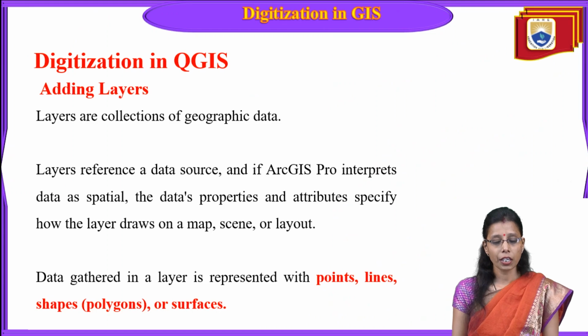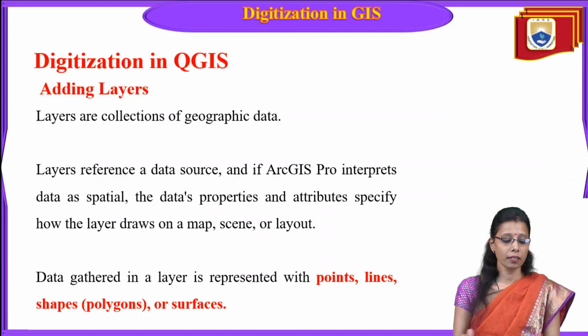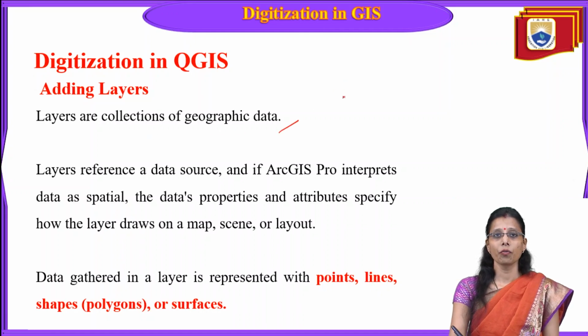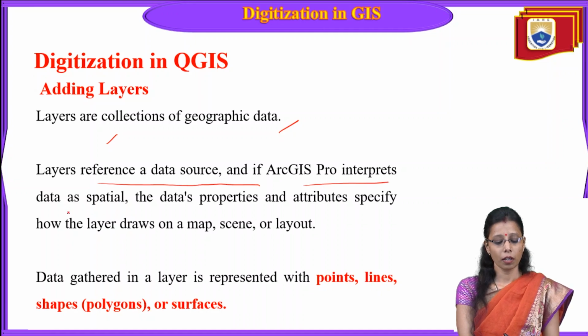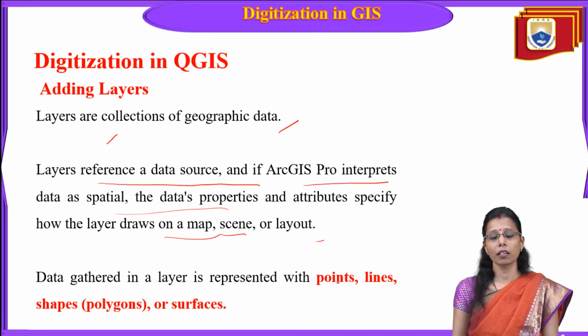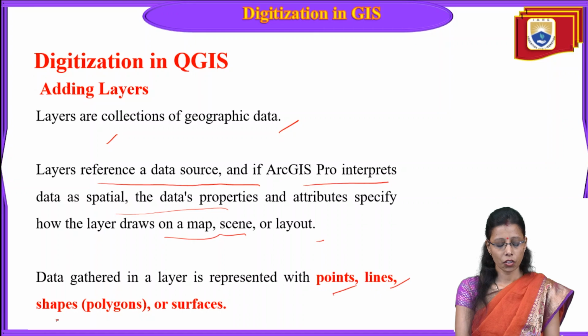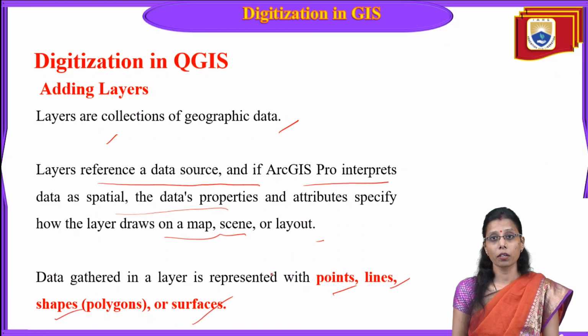Now, digitization in QGIS, how the process goes on. First thing we have to do is add layers. Layers are a collection of geographic data. Which layer are we going to add? We are going to add a raster layer, a vector layer, or any other information. All that information is called layers. Layers reference a data source, and if ArcGIS Pro interprets data as spatial, the data properties and attributes specify how the layer draws on a map, scene, or a layout. The data gathered in a layer is represented with points, lines, shapes, or surfaces, shapes like polygons.